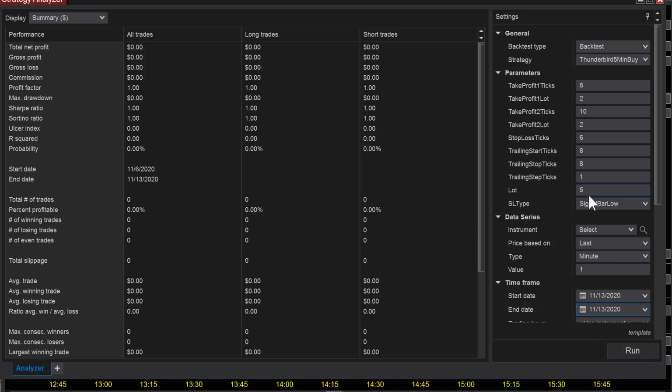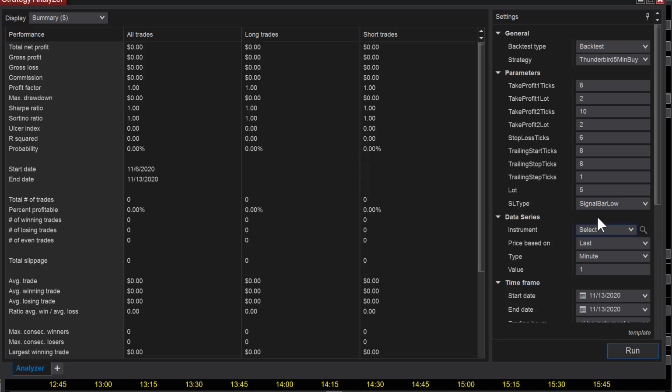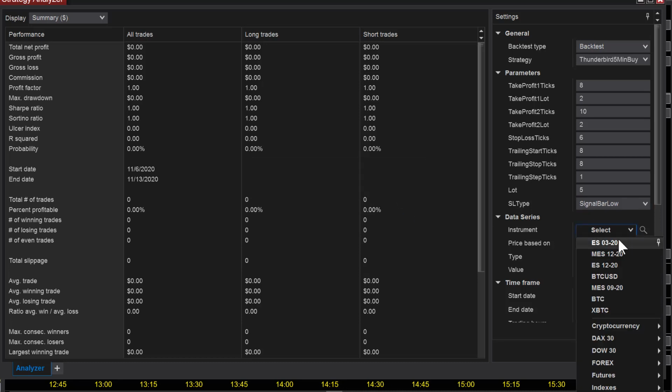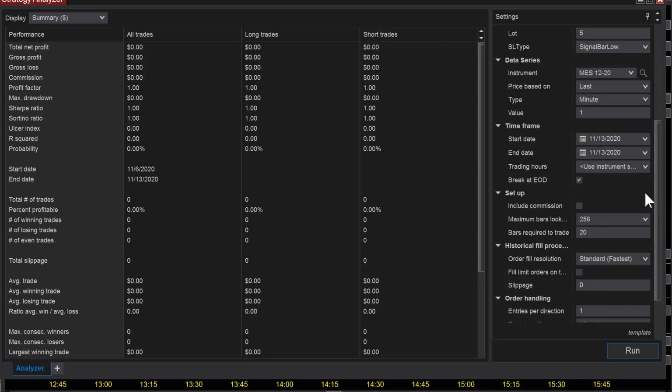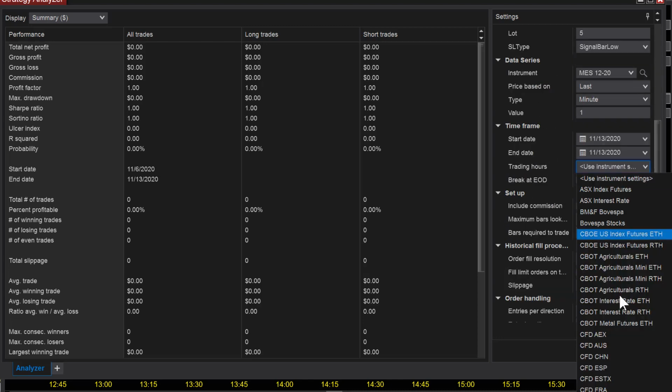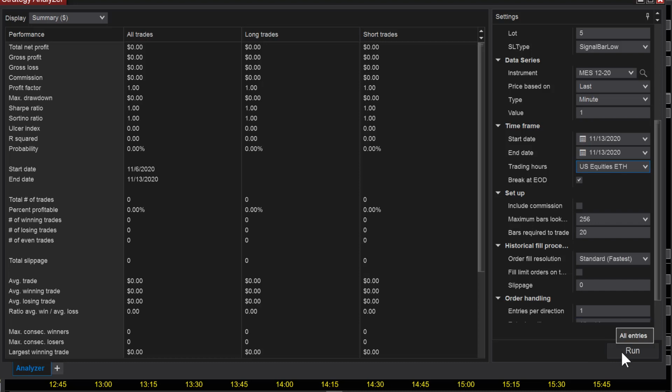I wonder if I have that today. So let's see what happens if I run it. No, I need to select an instrument. Oh, we need to do the instrument. MES. And then the trading hours, we'll use extended hours. I guess we'll try extended hours here. Let's see what that looks like.